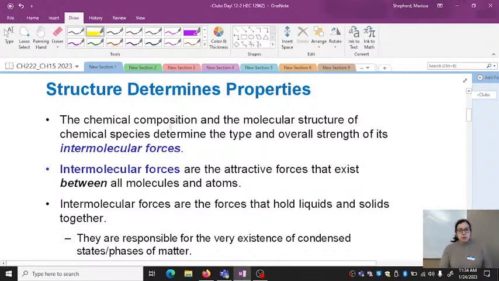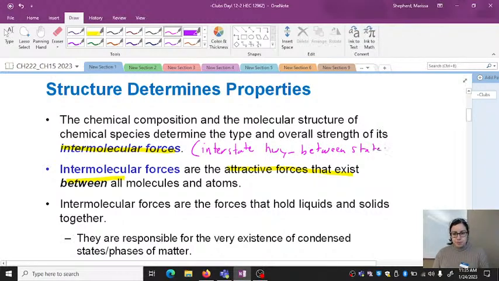We're saying that the chemical composition and molecular structure of a chemical species determine the type and overall strength of its intermolecular forces. Notice the term intermolecular forces. That means those are attractive forces that exist between all molecules. To help you remember, just think of your interstate highway. That's going to be between states. That connects our states just like these intermolecular forces connect different molecules.